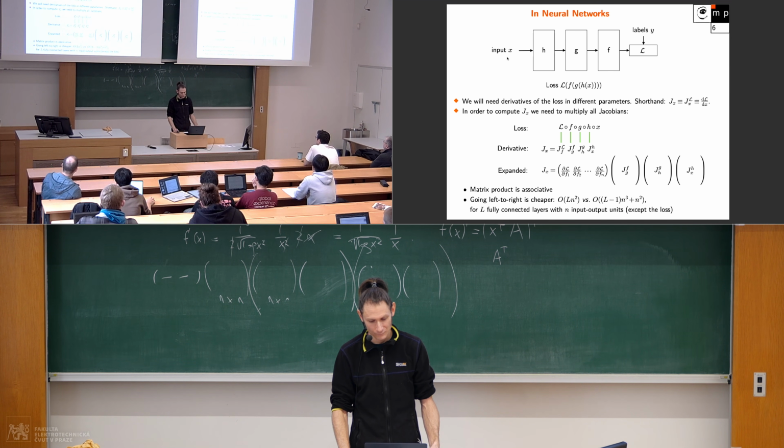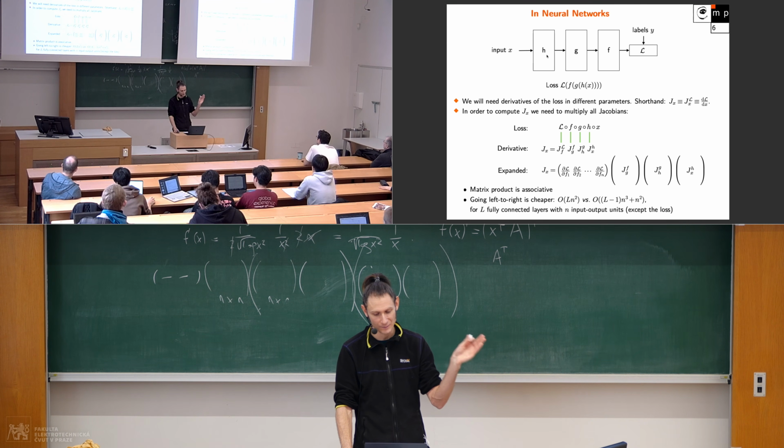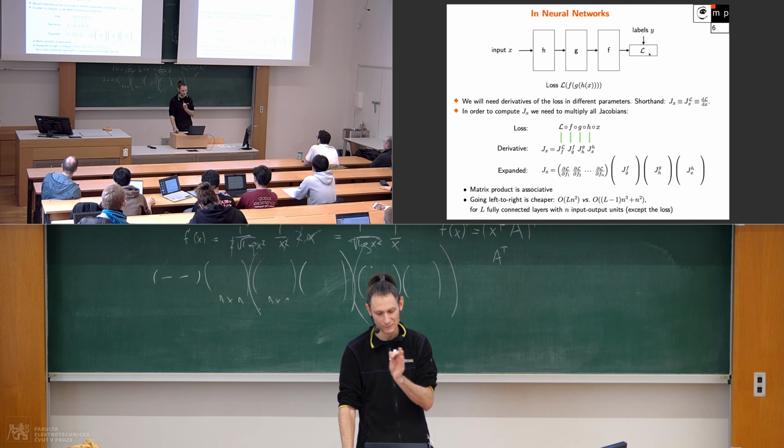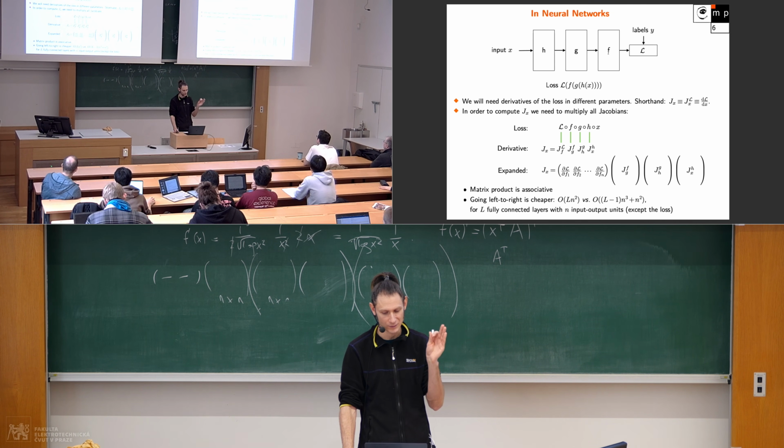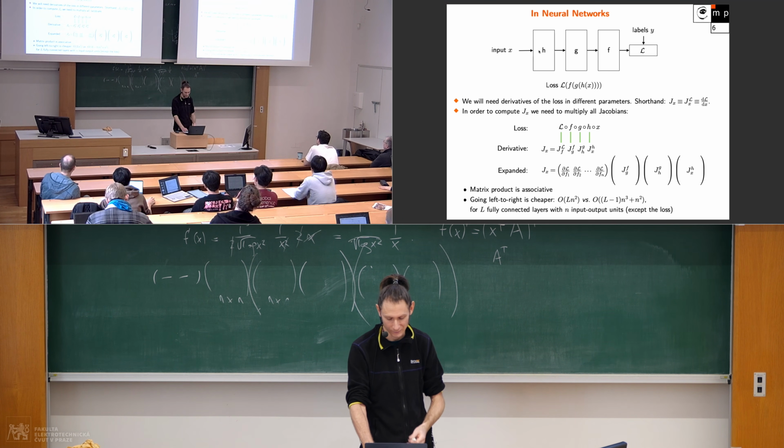And now we have a forward computation which evaluates this composition inside out, where we say, okay, take the input, compute H, compute G, compute F, compute the loss. And then we have this backward computation that says, take the derivative of the loss, multiply it with the Jacobian of F, multiply it with the Jacobian of G, multiply it with the Jacobian of H. So kind of in the backward direction.